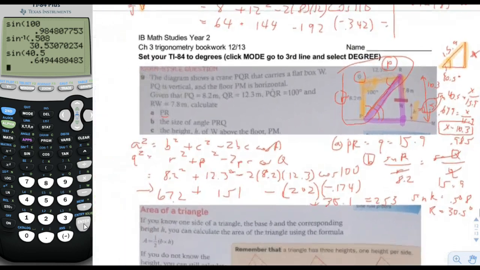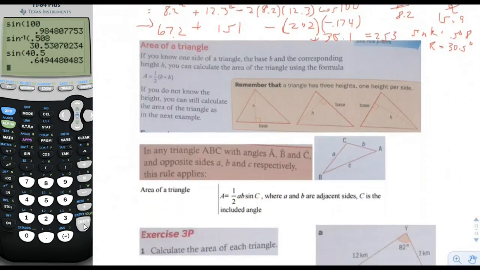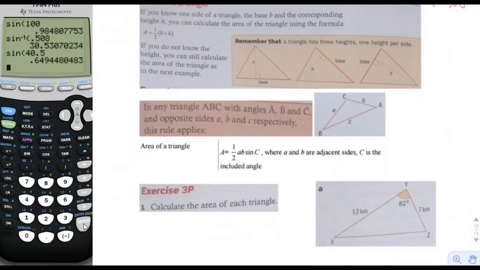All right. Now it says here, if you know one side of the triangle, the base b, and the corresponding height, you can calculate the area of the triangle using the formula 1/2 base times height. Okay. Now, if you do not know the height, you can still calculate the area of the triangle just from two of the sides and the included angle. Okay, so let's see. So what they're saying is, hey, you don't know height here, but you do know A, and you know B, and you know that angle there. Okay, and then you can figure out the area anyway.